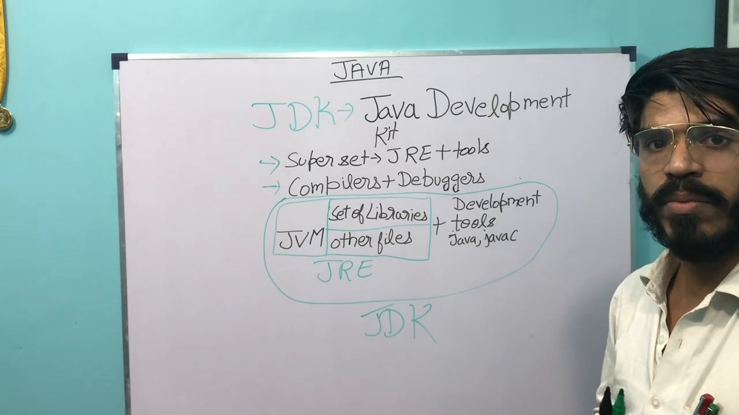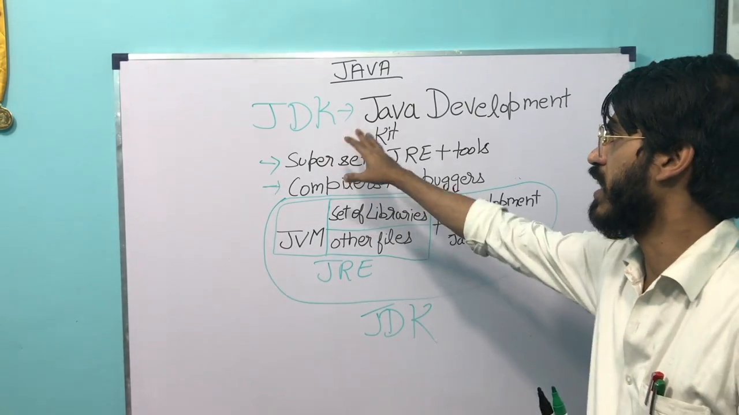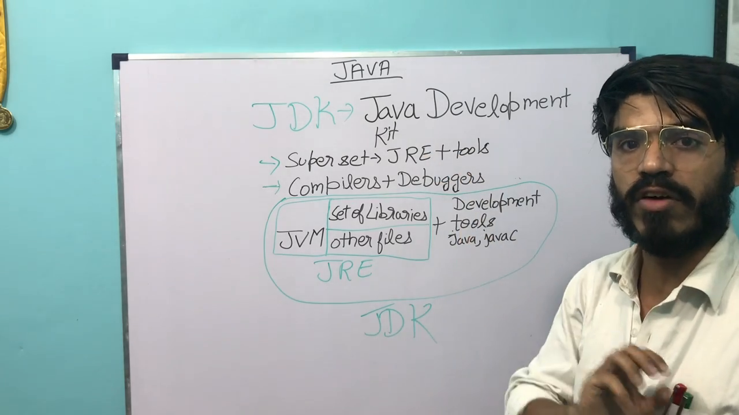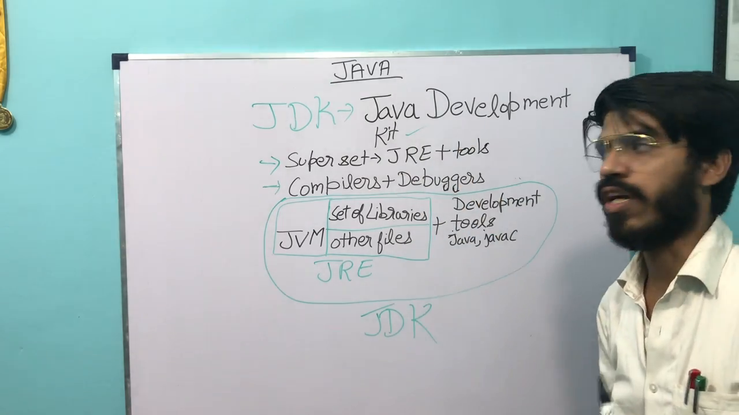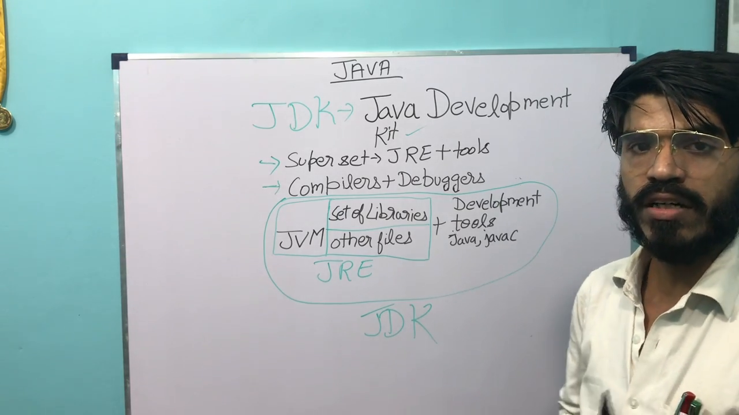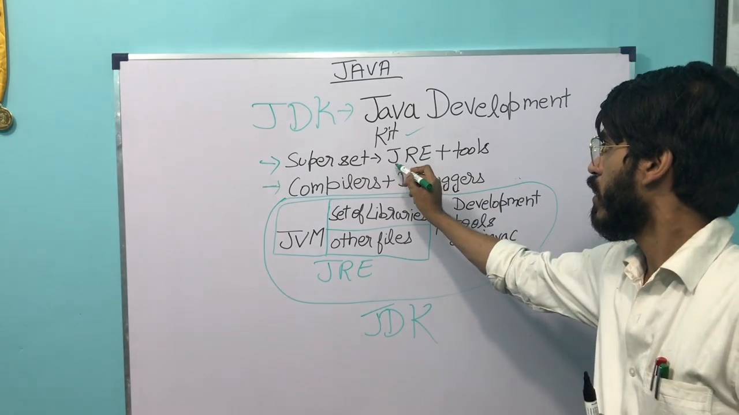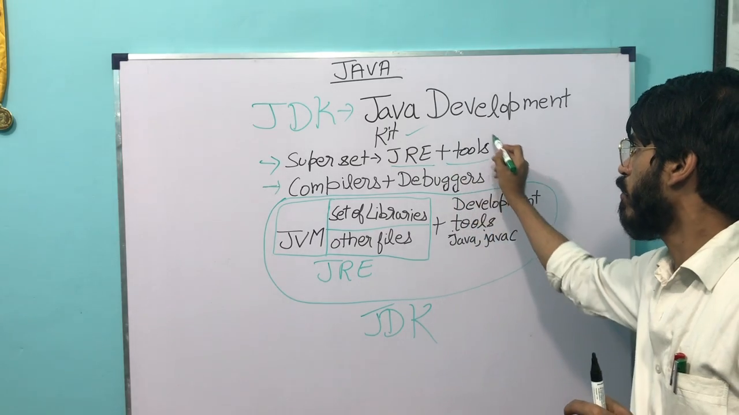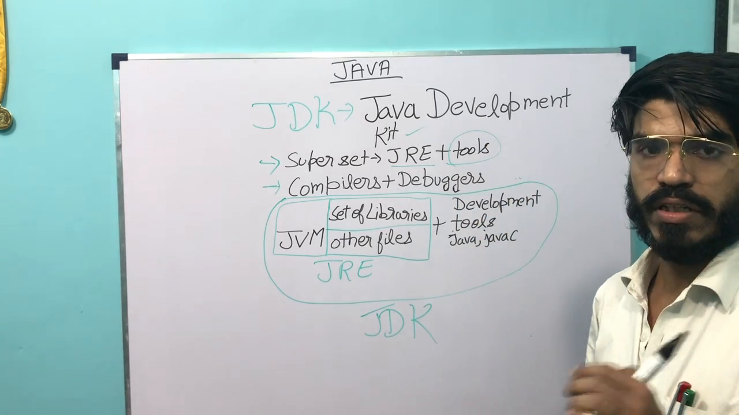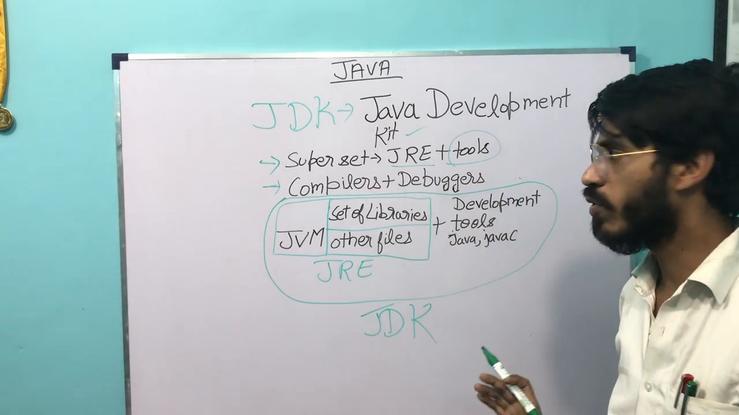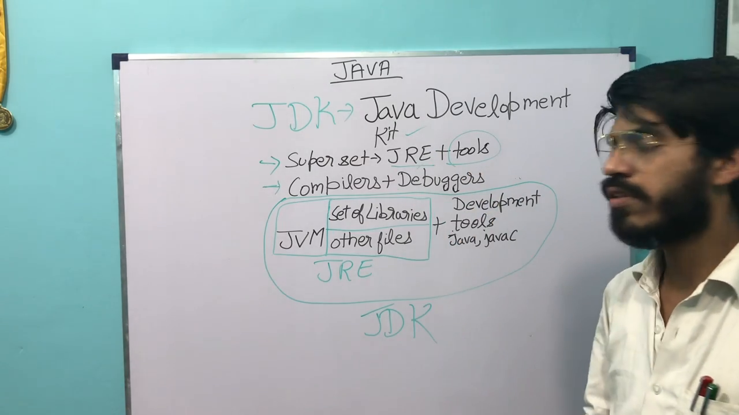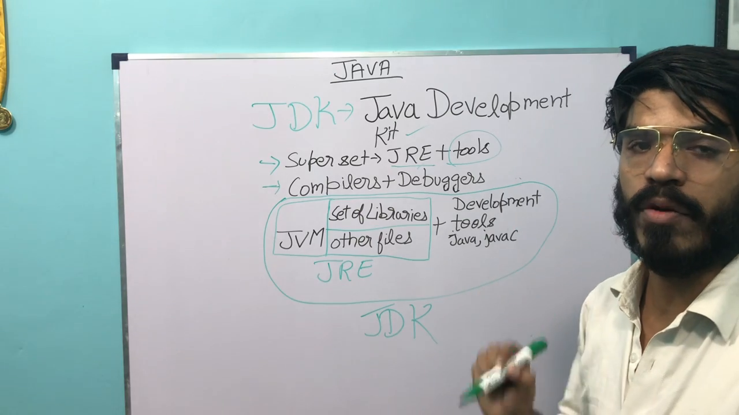So one of the major components of Java is JDK, which means Java Development Kit. This is one of the components of Java. JDK is the superset of JRE and some tools. It is a superset of JRE and some tools. JRE means Java Runtime Environment.